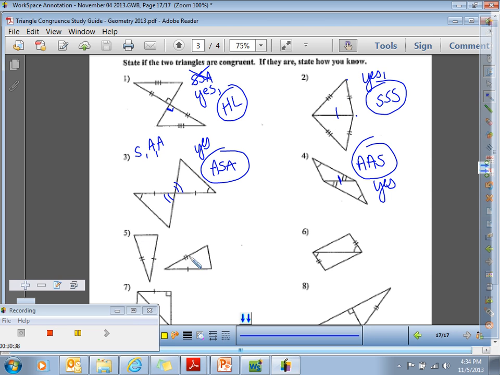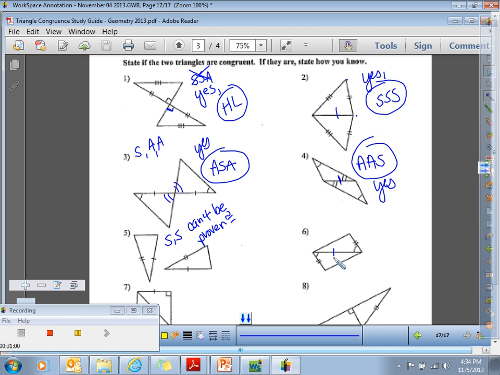Okay, number 5, I have this side congruent to this side, and this side congruent to this side. I have a side and a side, no other side, no other angle. So not enough information to prove congruent. So we'll say can't be proven. You have to have at least 3 pieces of information.